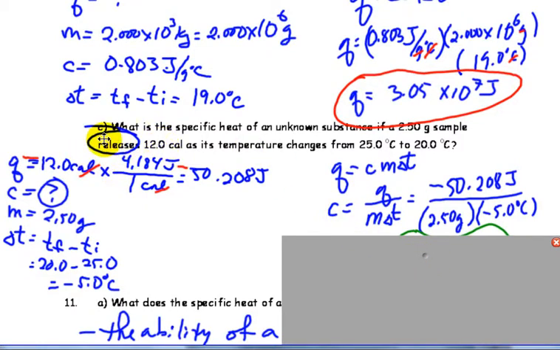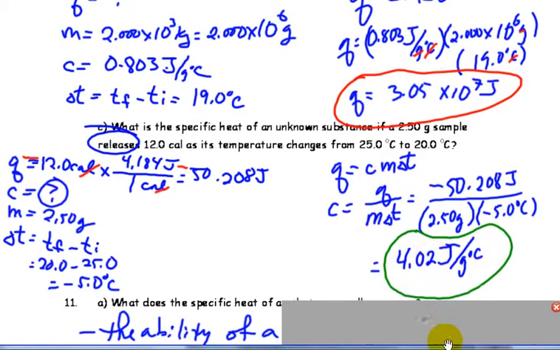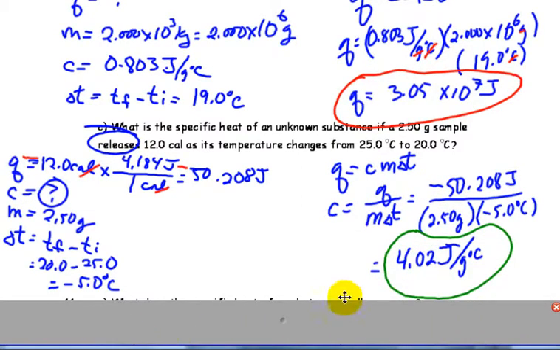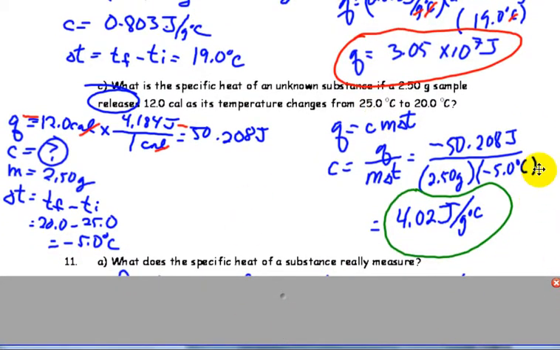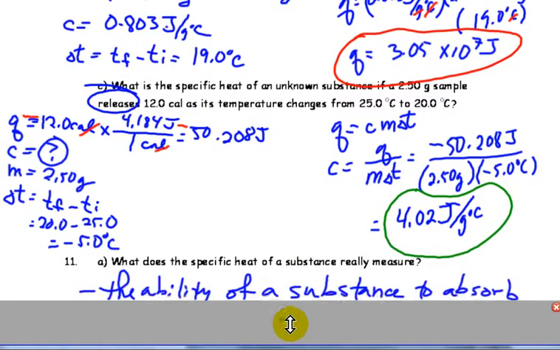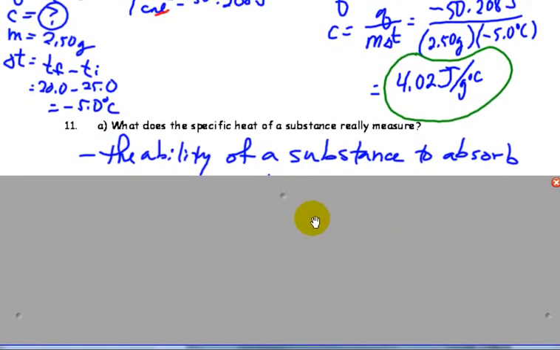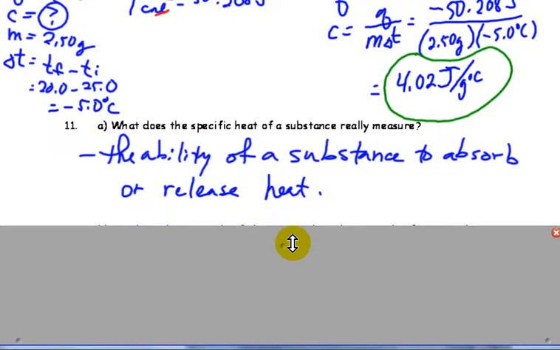So whenever you see releases or gives off or exothermic, make sure you put a negative in front of that heat value. So we should get 4.02 joules per gram degree C. And if we had a table of specific heats, we could actually look up the identity of that. So the specific heat of a substance really measures the ability of that substance to absorb or release heat.